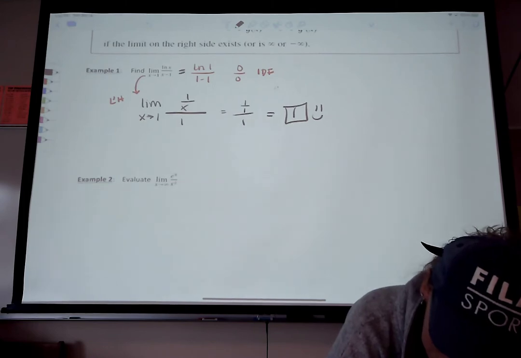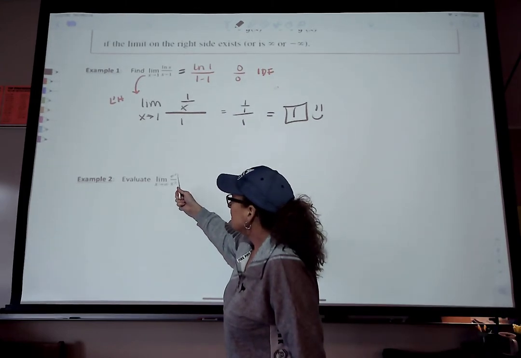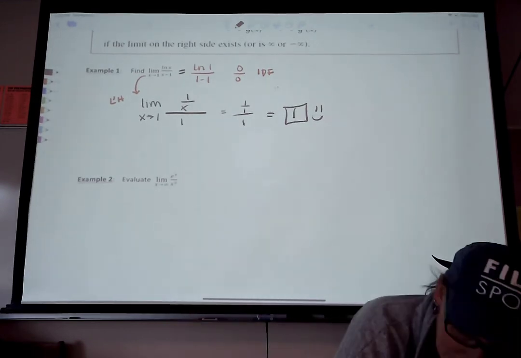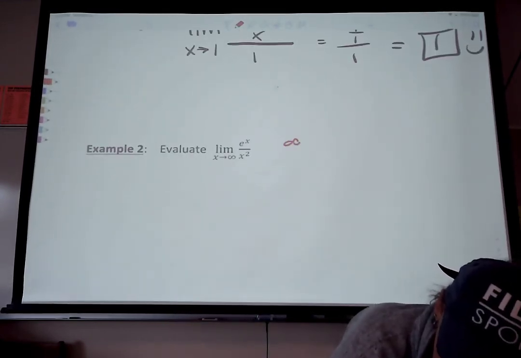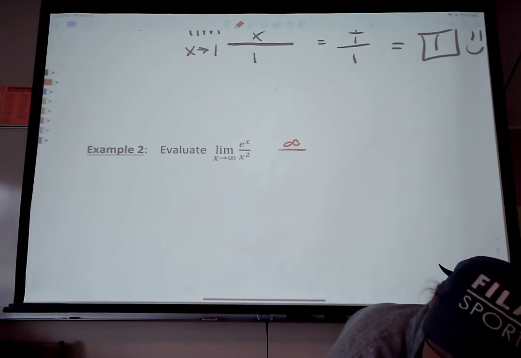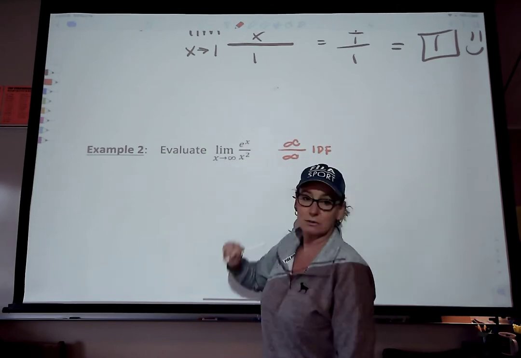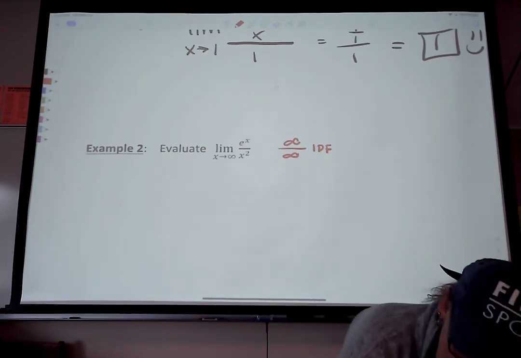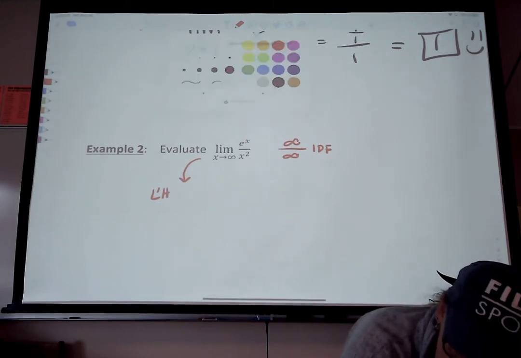Okay, moving on. Sub in infinity. So I get e to the infinity, which is infinity, over infinity squared, which is infinity. This is an indeterminate form. Notice I didn't put equals in front of it.